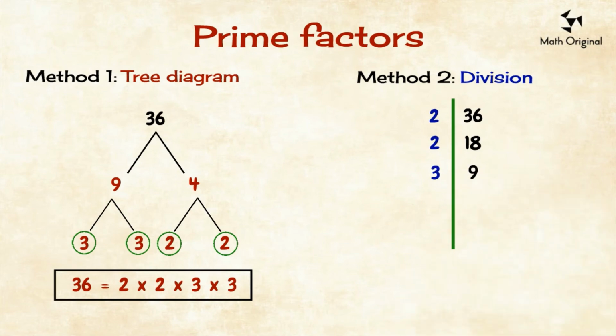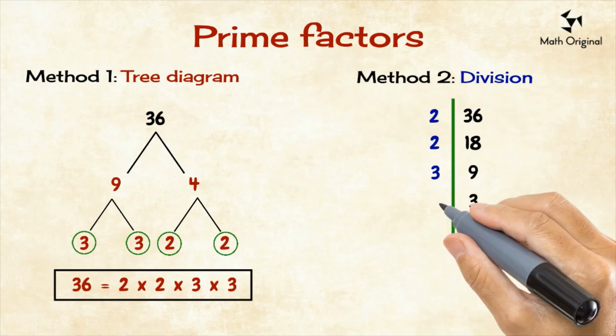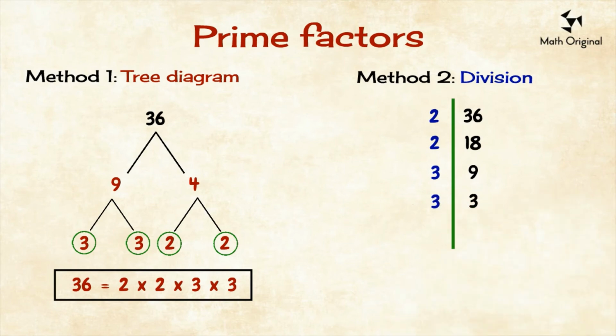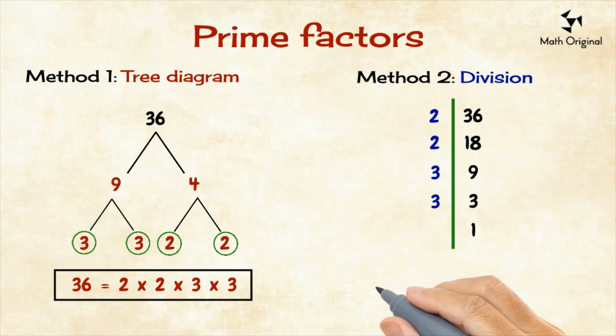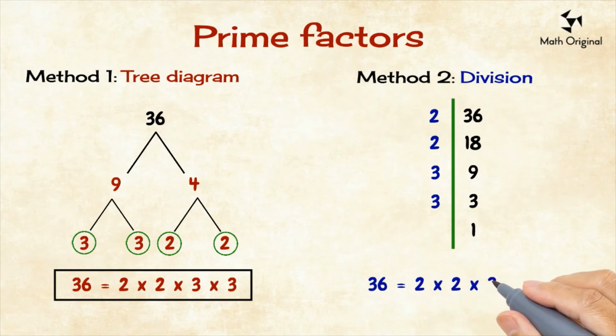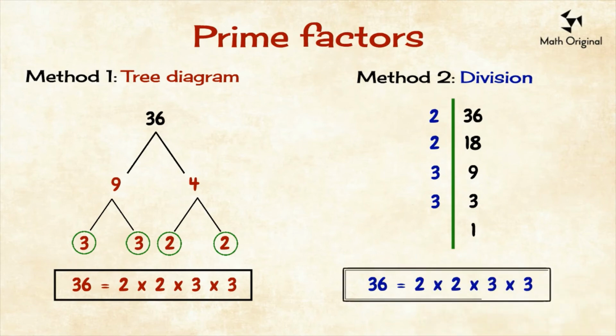We see that 9 can be divided by 3. The number 3 that we get can be divided by 3 too. Since the division of 3 by 3 is 1, then the method ends. This is how we found all the prime factors of 36 and write it as a product of prime factors. 36 equals 2 by 2 by 2 by 3 by 3.